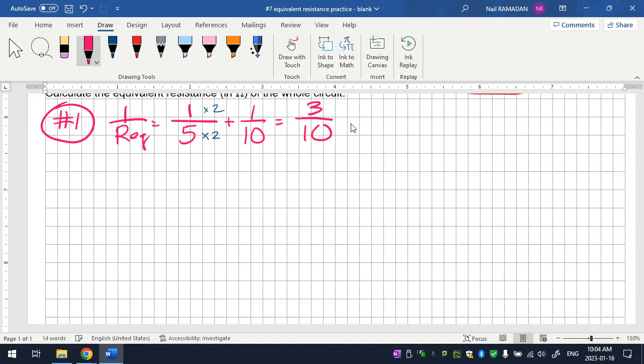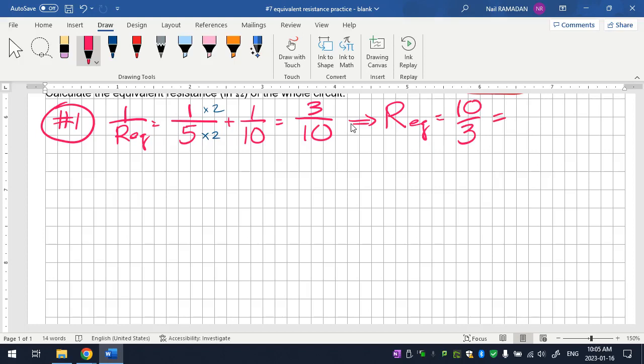Now, is that my final answer? No, it's not. You can do one of two things. You can cross multiply, but I've never been a fan of cross multiplying for these calculations. I'd rather just flip the 1 over REQ, giving you REQ over 1, or just REQ, equals just what? 10 over 3. What's 10 over 3?